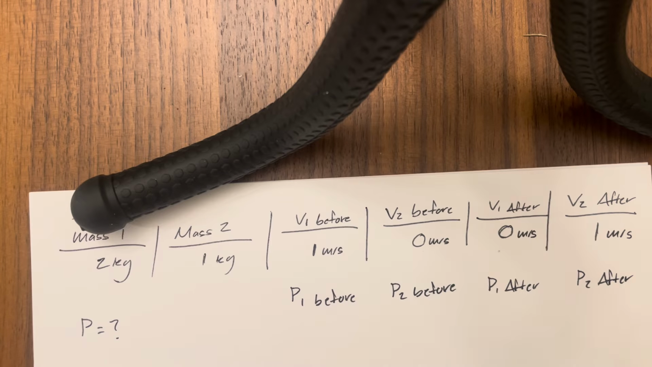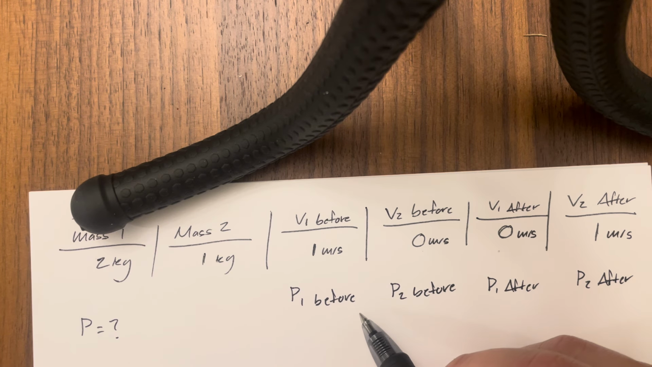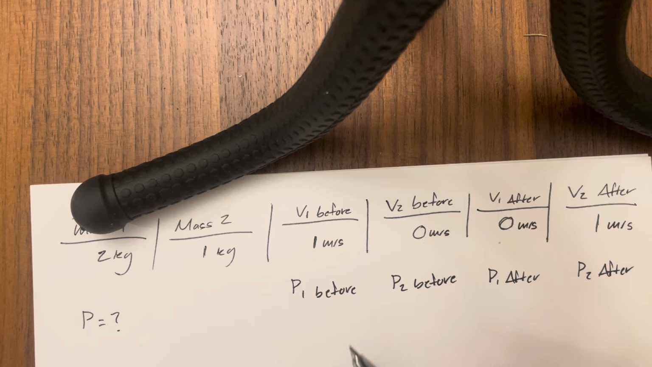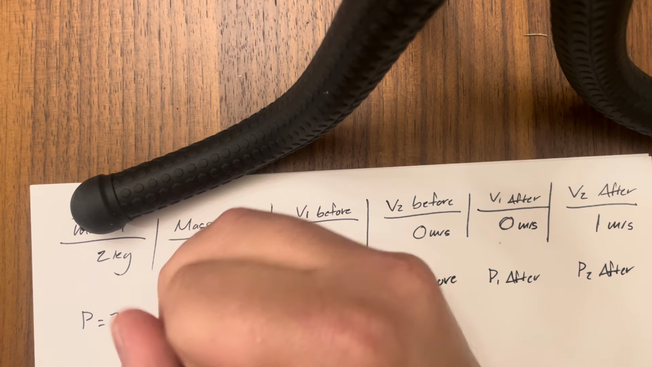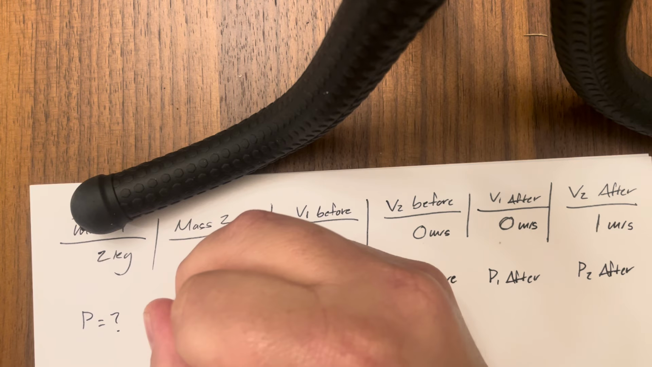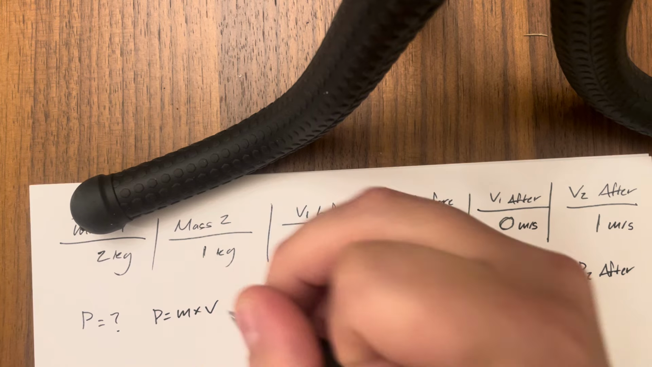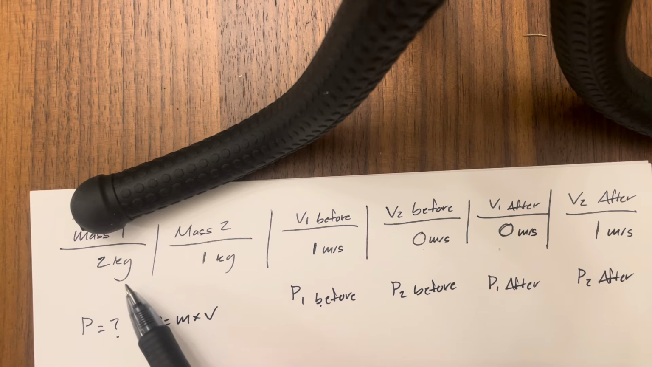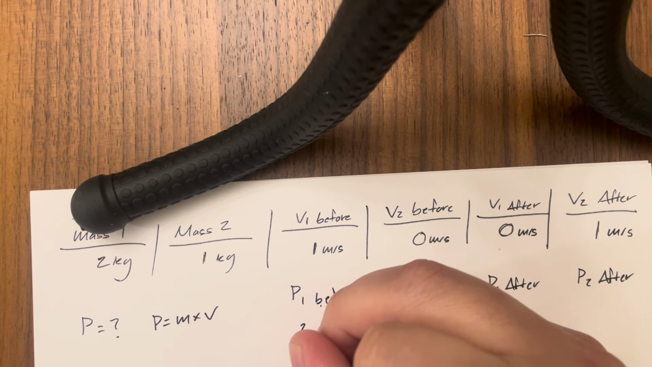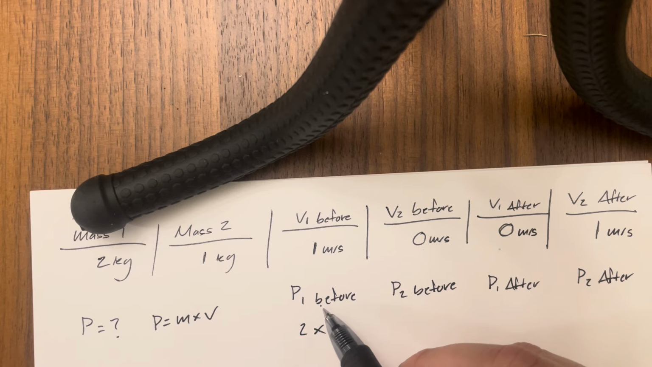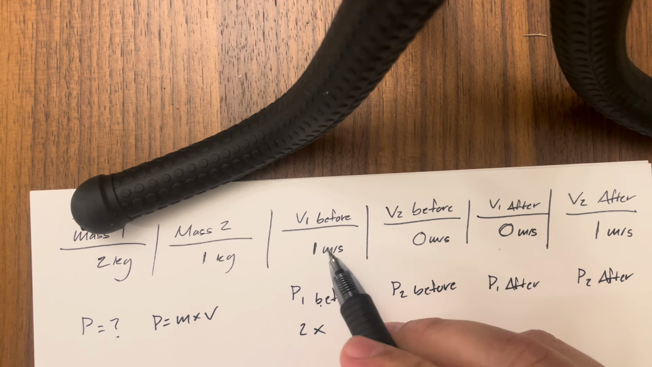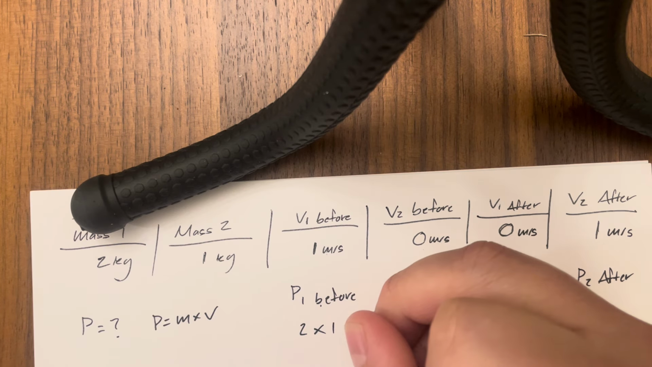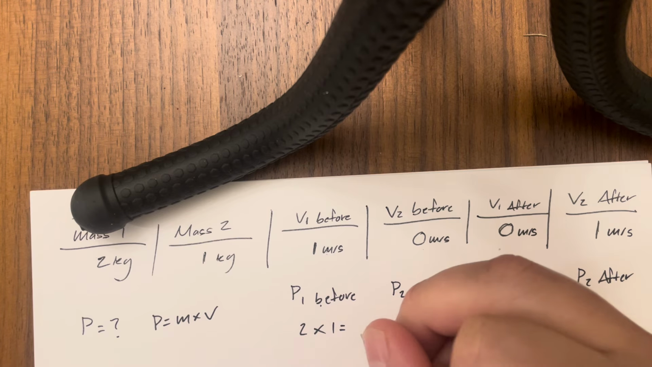Now, if you don't know how to solve for P, remember P is momentum. Just look up on the whiteboard, the equation should still be there, but I'm going to write it right here. P is equal to mass times velocity. So let's go ahead and do that. For P1 before, I'm going to look at mass 1, which is 2, times velocity 1 before, 2 times 1 is equal to 2.